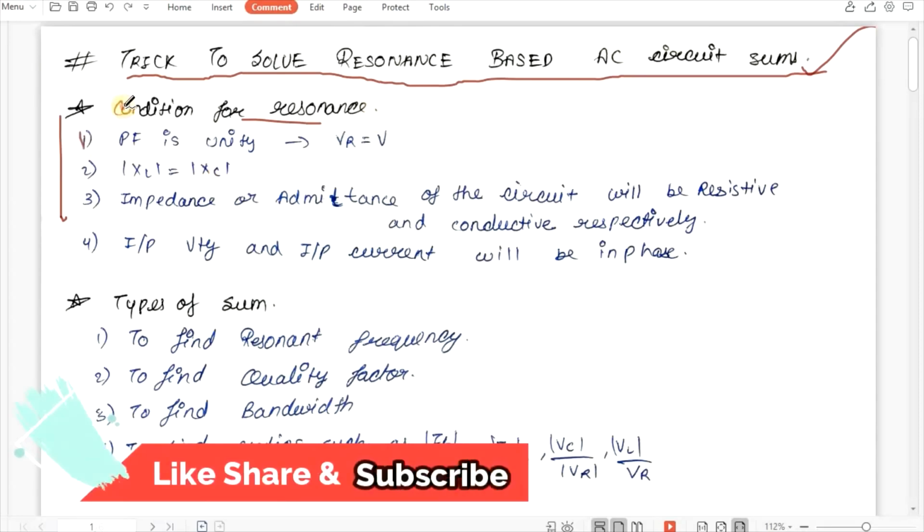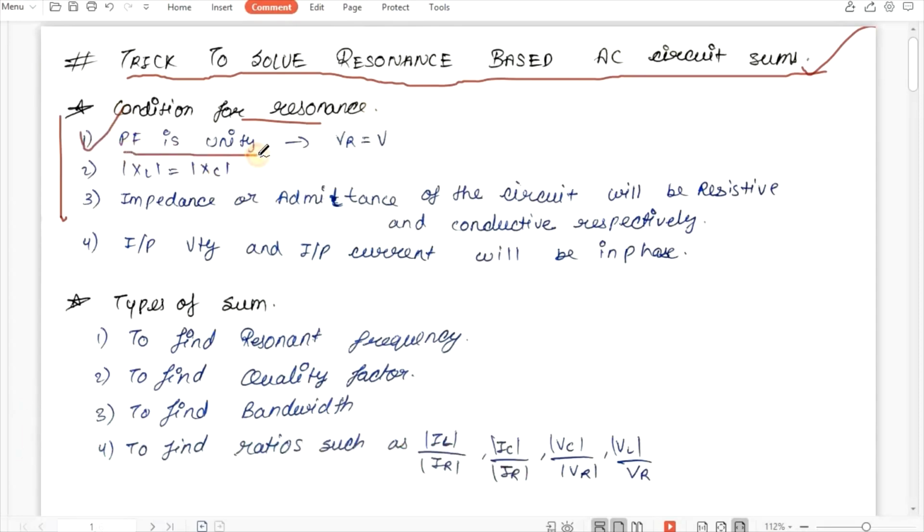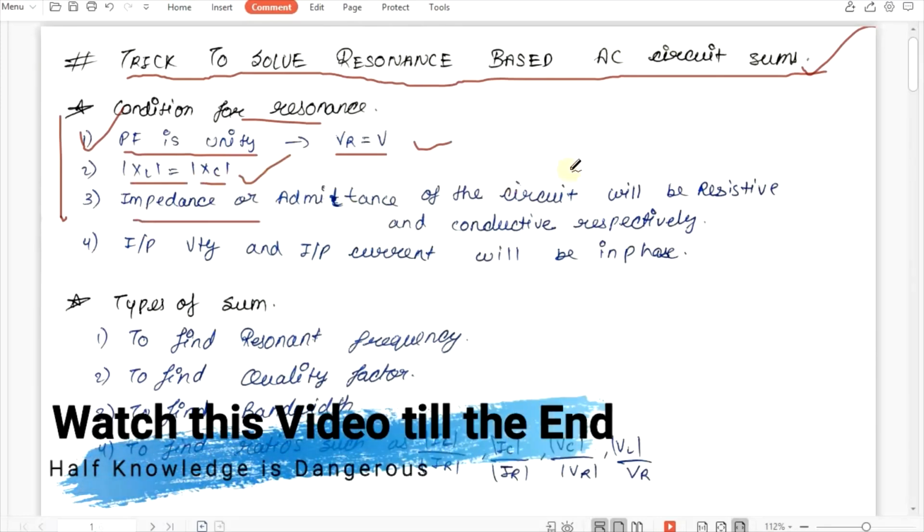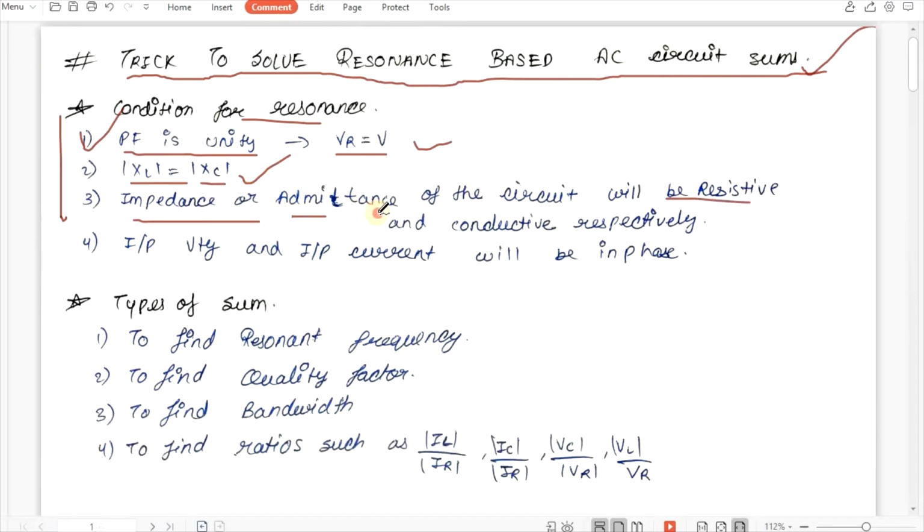If in the question it is mentioned that the circuit power factor is unity, or that the resistive voltage is equal to V, or that the inductor voltage is equal to the capacitive voltage, then this question is for resonance. If it is mentioned that the reactance of the inductor is equal to the reactance of the capacitor, then also that sum is for resonance. If it is mentioned that the impedance of the circuit is resistive, or the admittance of the circuit is conductive, then that sum is for resonance. If the input voltage and input current are in phase, then also this sum is for resonance. So these are the conditions that will be handy to identify that a sum is for resonance.